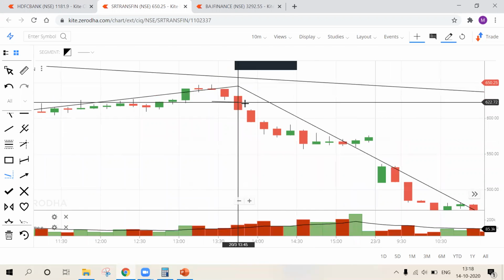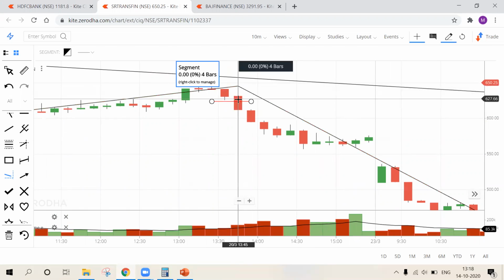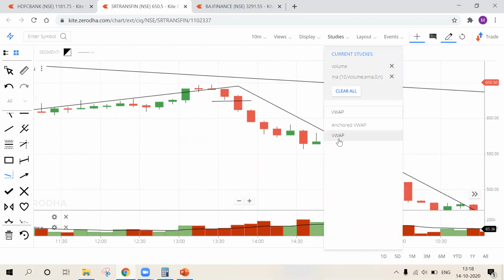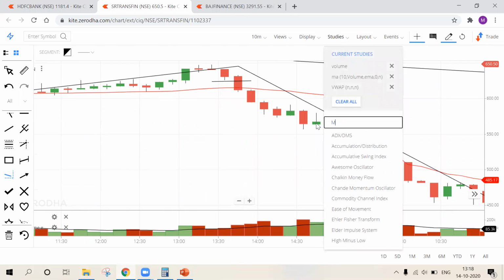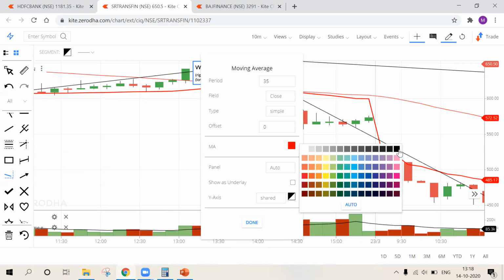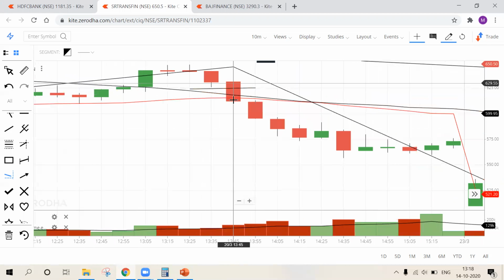Confirmation 2 is lower low formation, 2 back-to-back red candles. This is the breakout candle, this is the reaction candle, this is the confirmation candle. So this is the lower low. So confirmation 2 is also done. Confirmation 3 is the moving average. Value should be 35. Color should be black. And click on done.